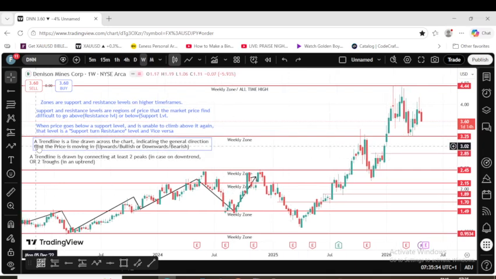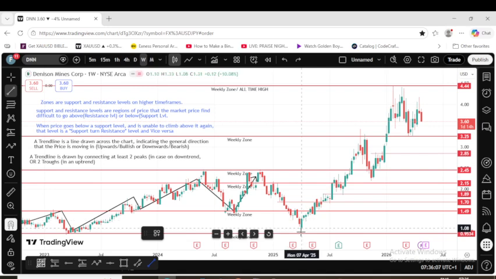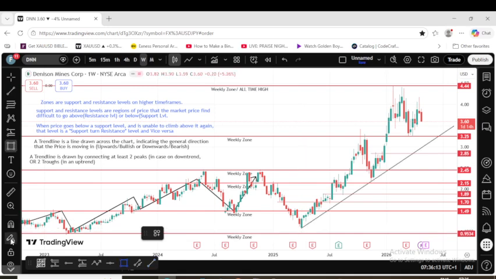So what's a trend line? A trend line is a line drawn across the chart indicating the general direction that price is moving in, upwards or bullish, or downwards or bearish. The trend line is drawn by connecting two peaks in the case of a downtrend, or two troughs in the case of an uptrend. So let's draw a trend line now. This is our trend line here. This is obviously our two troughs, or our two bases.